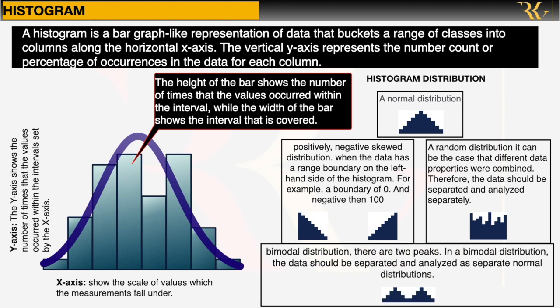Bimodal distribution: there are two peaks. In a bimodal distribution, the data should be separated and analyzed as separate normal distributions.